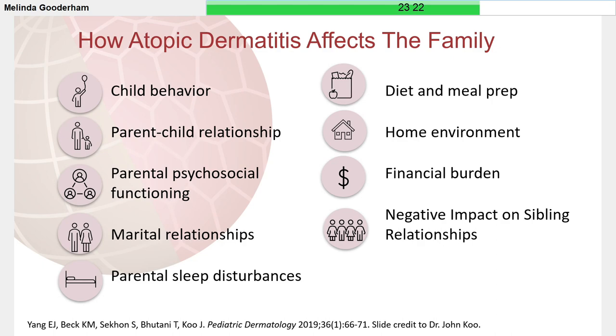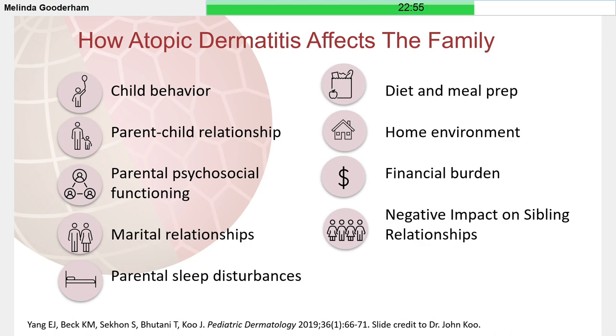So there was a nice article by Dr. John Koo looking at how atopic dermatitis affects the family. Again, affecting the child's behavior, the relationship between the parent and the child, the relationship between the parents, but also the negative impact on other sibling relationships. So often more time is being spent with the child who has the atopic dermatitis, and there is, again, a negative impact on some of the other children in the family because of this.